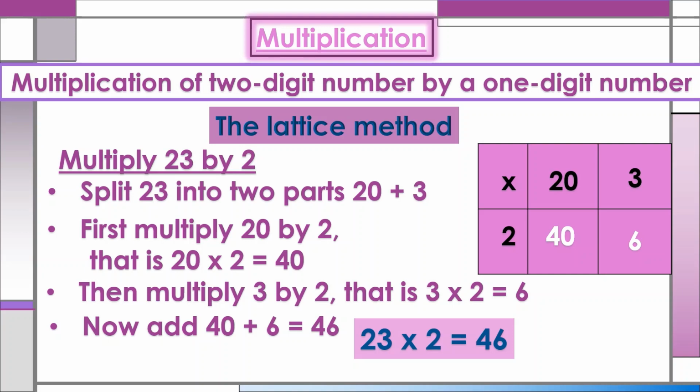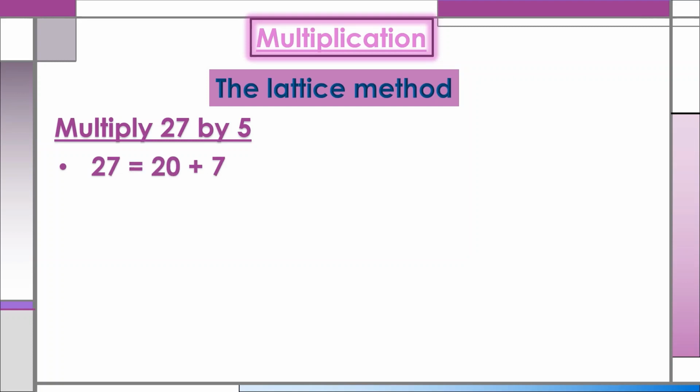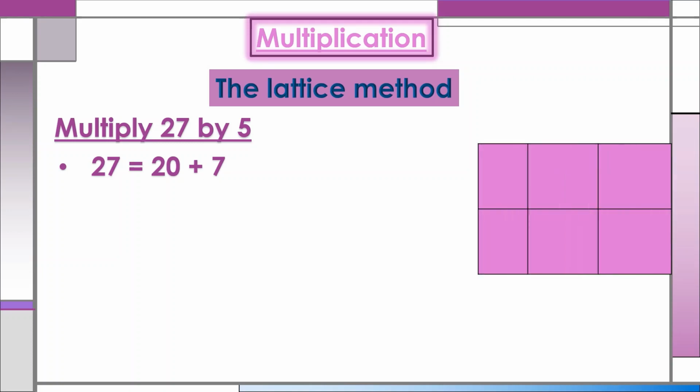Let us solve one more example. 27 by 5. We need to split 27. Split 27 into 20 plus 7. Now draw the boxes, 6 boxes. Write the multiplication sign first. Then 20 plus 7. 20 in one box, the next 7. Here, by which number are we multiplying? That is by 5. So we write 5 here.